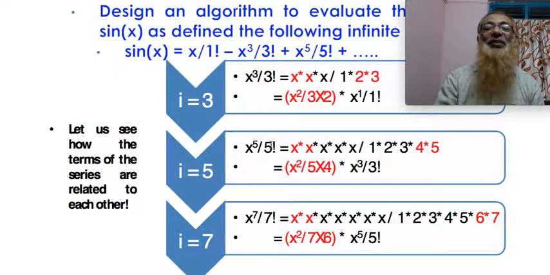x raised to 5 by 5 factorial. x raised to 5 is x into x 5 times, and 5 factorial is 1 into 2 into 3 into 4 into 5. See the items in red color. We assemble that together. We get x squared by 5 into 4, and this term x into x into x, x cubed by 3 factorial.